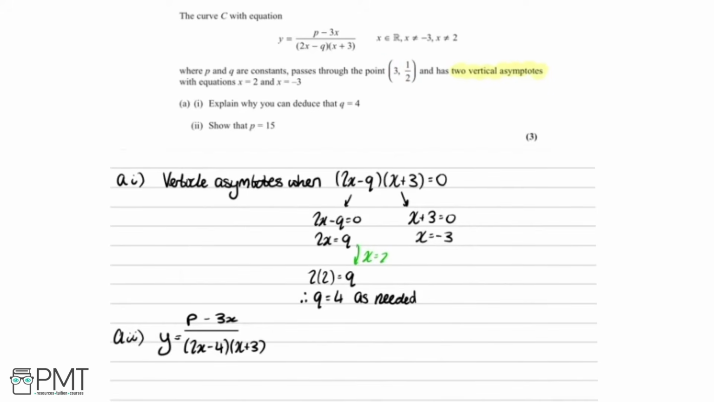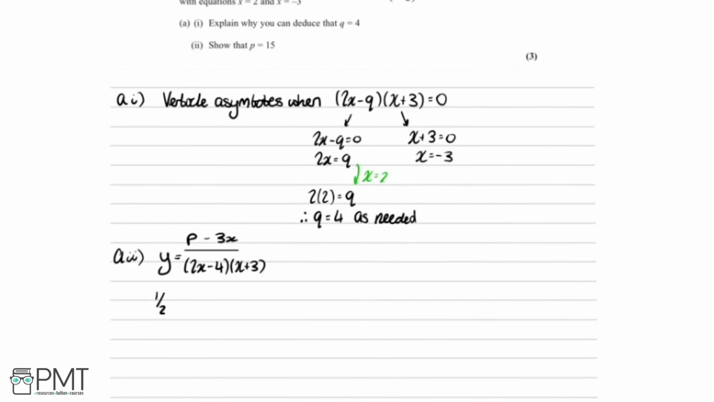So what I'm going to do is sub in x equals 3 and y equals a half into the equation of curve C. So doing that, we're going to get that a half equals p minus 3 times x, where x here is 3, all over 2 multiplied by 3 minus 4, multiplied by 3 plus 3. So evaluating these brackets, 3 times 2 is 6 minus 4, so we get 2. And that'll be 6. So 2 times 6 equals 12. So if I rewrite that out here, we get p minus 9 all over 12.